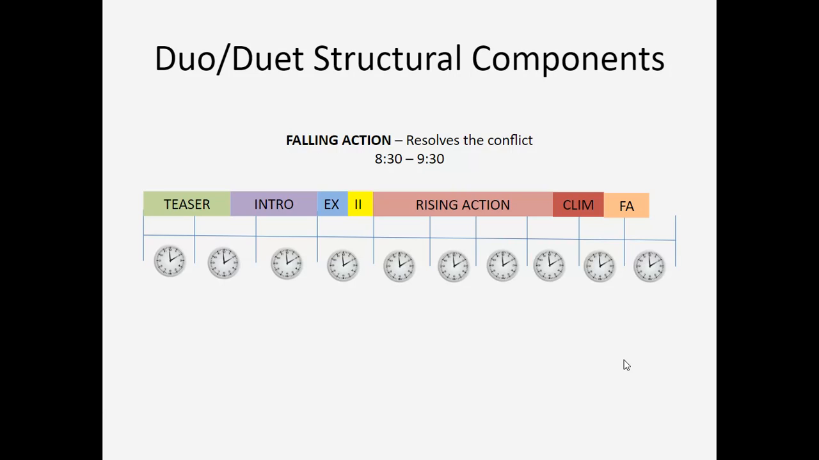Now we have what's called our falling action. It's falling down into the resolution of the main conflict. It usually takes about 30 seconds to a minute for that falling action to occur. It's sort of where decisions are being made. Either objectives are getting met or they're not going to get met before you have your ending.